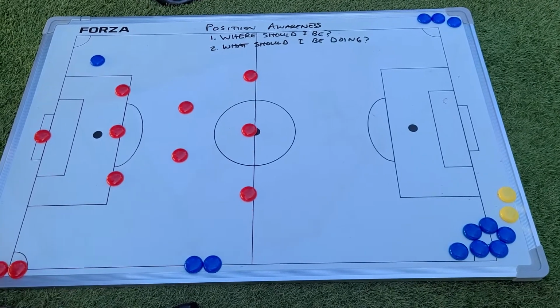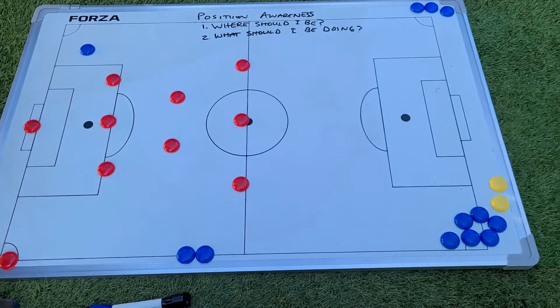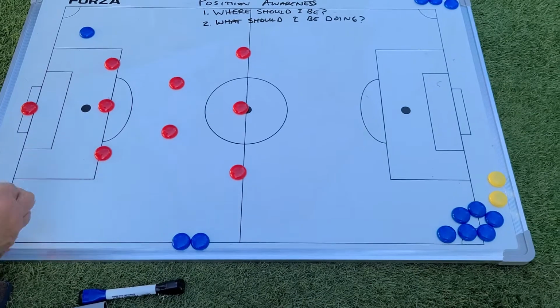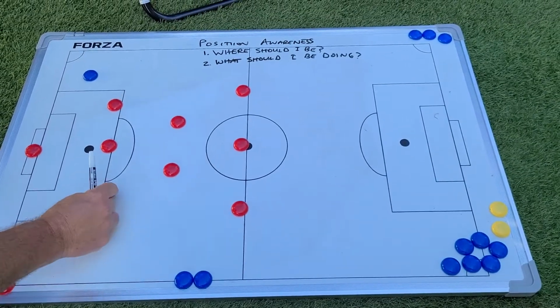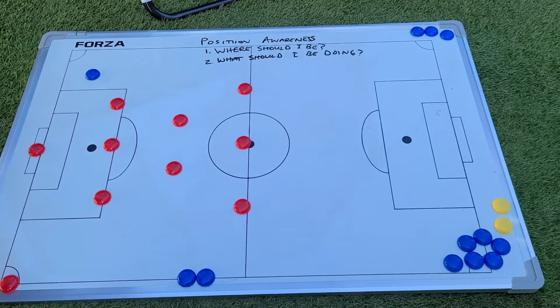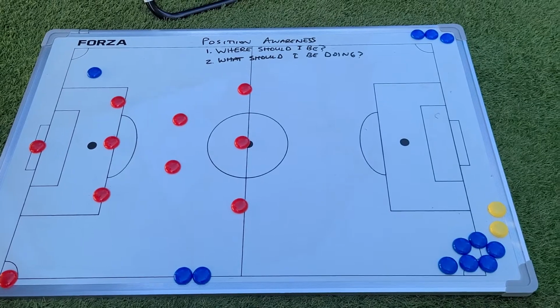This session is going to be about position awareness, and basically we're going to focus on two key questions when we're playing soccer. First question, where should I be? If I'm playing a particular position, where should I be on the field given what's happening during the game? And second question is, what should I be doing? So where should I be and what should I be doing?